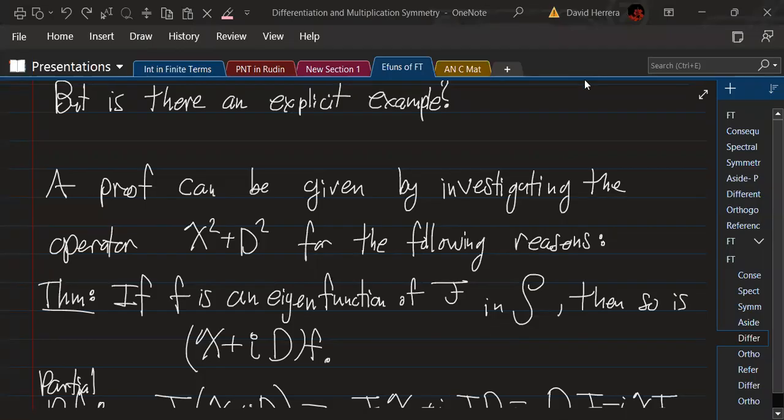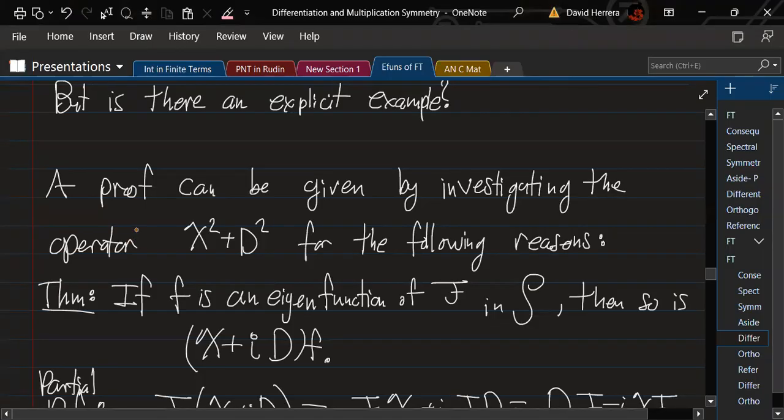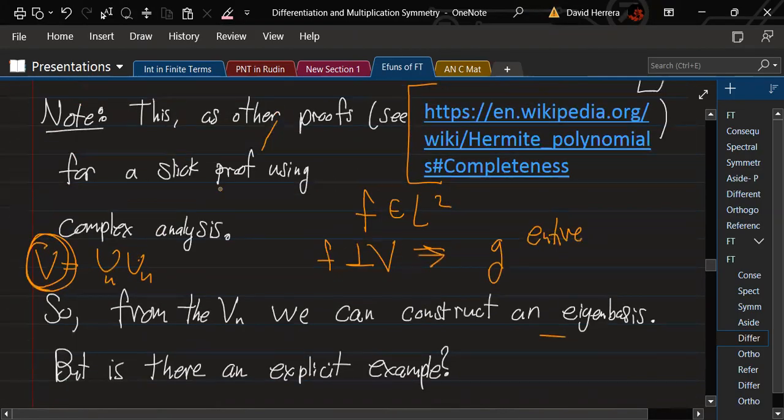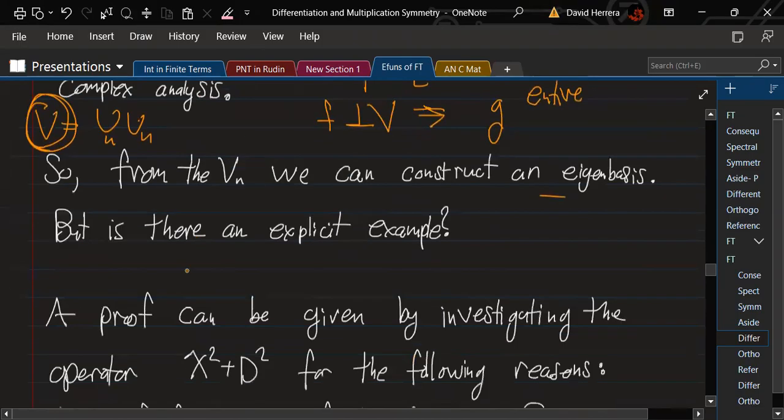Hello, so this is the next video in the series on eigenfunctions of the Fourier transform. This is part of a playlist. You can go and watch what I was saying in the previous video.